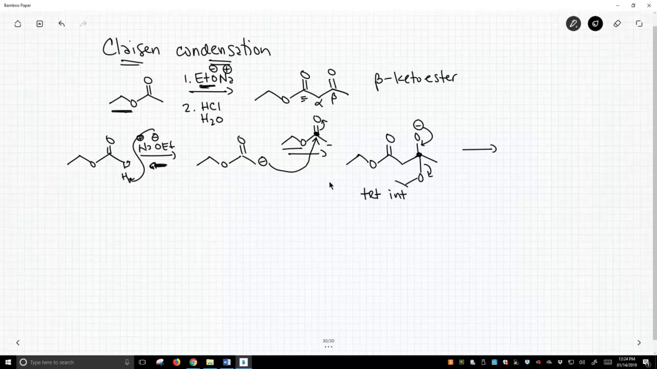I'm going to go back down to the bottom left and restart our scheme. And what do you know? That gives us immediately our beta-ketoester. And you might say, great, we're done. No, we're not done. If you notice up top, we have a second step, and there's a reason why we need that. We form this beta-ketoester.